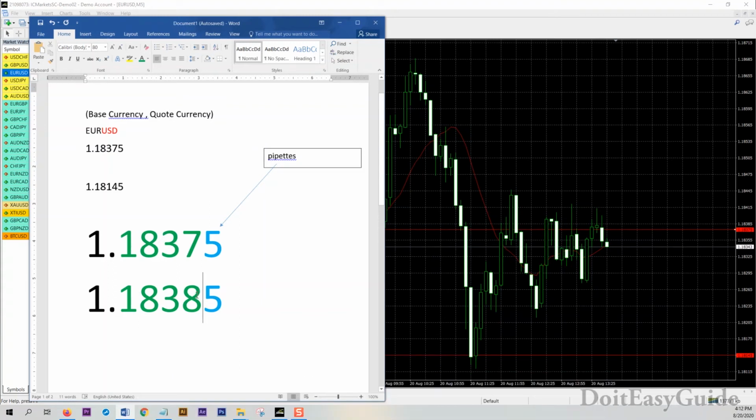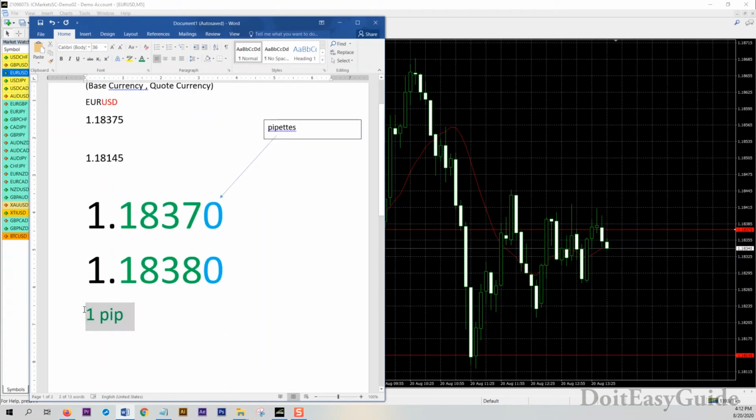Okay, let me change this to 0, 0. So 1837, 1838, 837 to 838. That means 1 pip was increased. Got it?